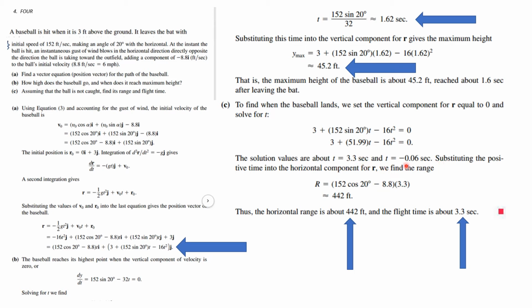So then we're going to substitute this into an equation that represents the distance that it goes. Notice that we are subtracting the 8.8 because that's the only resistance that happens there, and so I get 442 feet. That was kind of a long home run. So thus the horizontal range is about 442 feet, and the flight time is 3.3. So there were 1, 2, 3, 4, 5 answers to this problem.